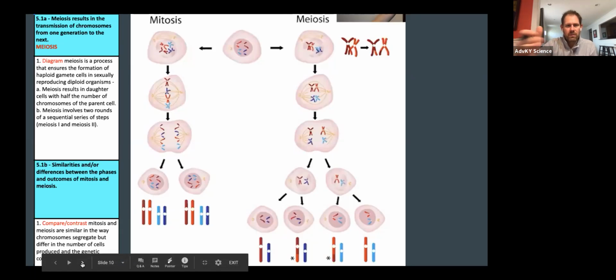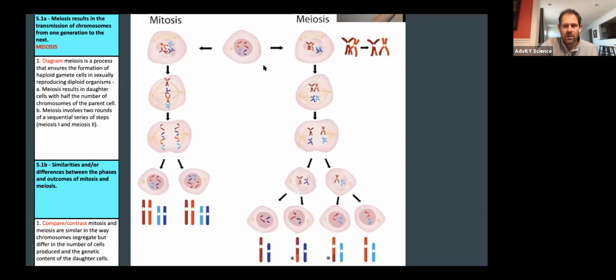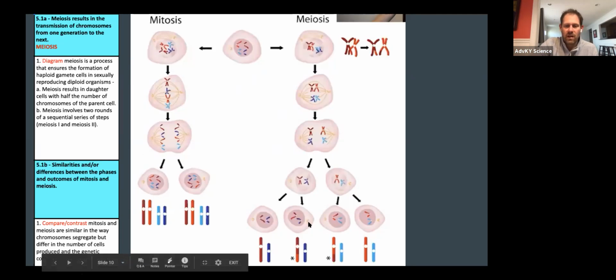All right. So you've got to know the difference between mitosis and meiosis. And if you can't say anything other than mitosis gives me an identical and meiosis gives me a reduced number of chromosomes to make a gamete, that would be okay.